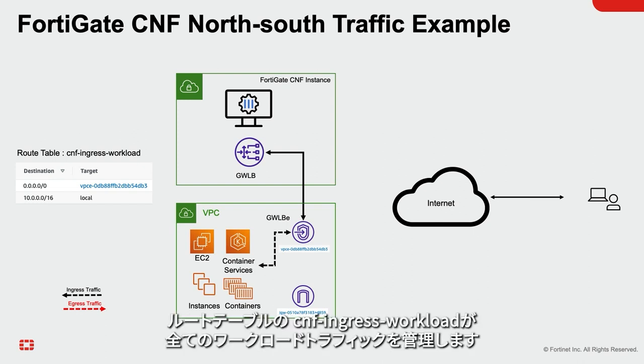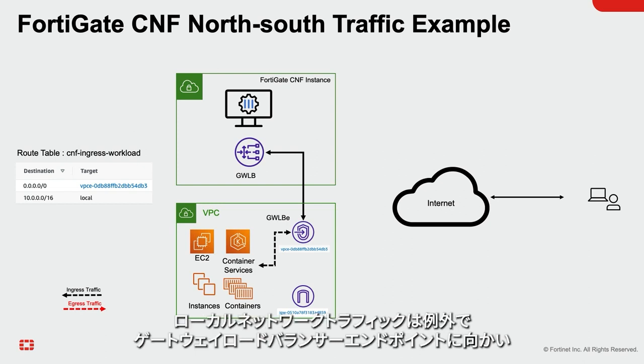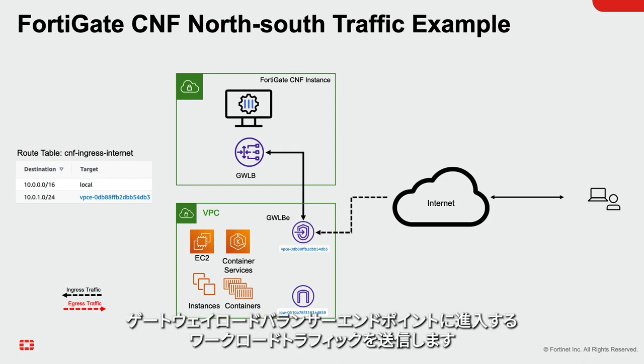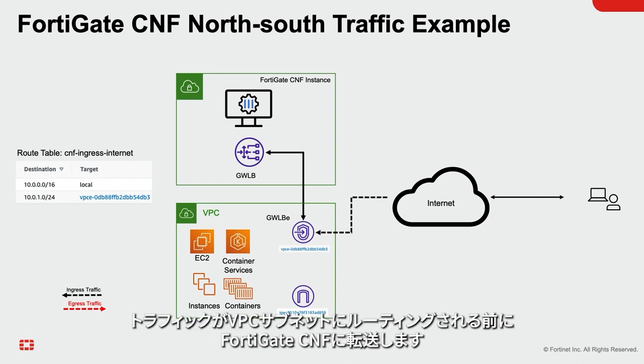The route table CNF-ingress-workload directs all workload traffic, except for local network traffic, to the Gateway Load Balancer endpoint, which forwards the traffic to FortiGate CNF. The route table CNF-ingress-internet sends ingress workload traffic from the internet to the Gateway Load Balancer endpoint, which forwards the traffic to FortiGate CNF first before routing to VPC subnet.